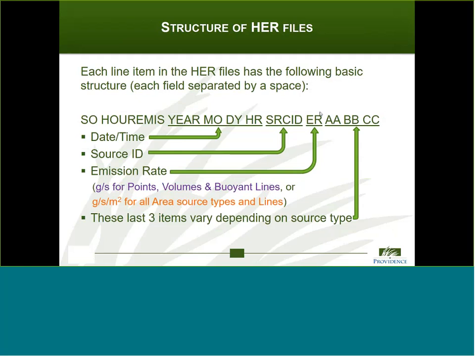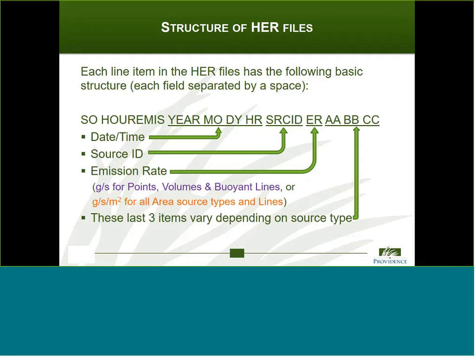And then beyond that, I have on this screen it just says AA BB CC. There's 3 different parameters that you might need to use. It depends on what kind of source you're modeling. And we'll go through each of the sources individually to show you what those variables need to be.